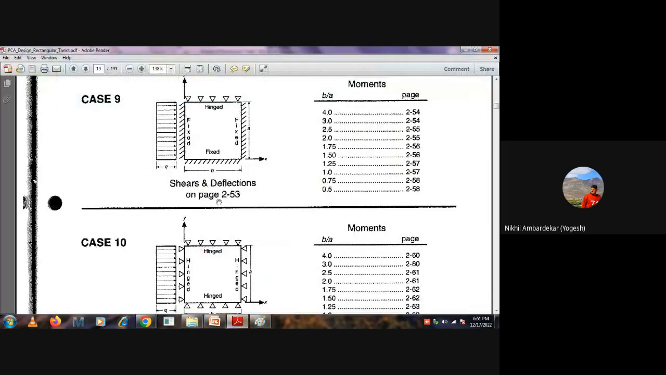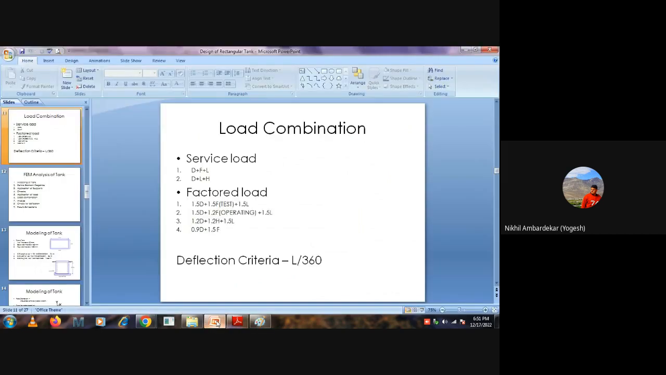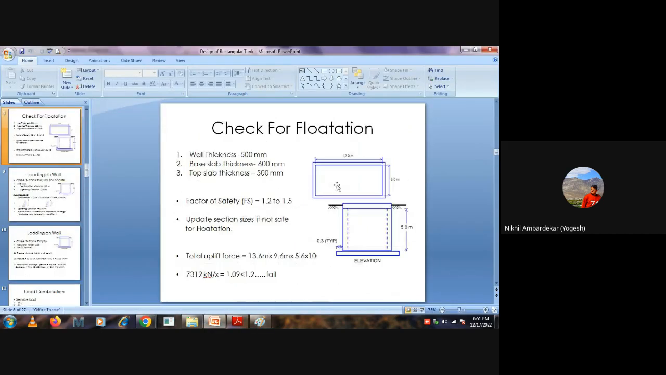Okay, so now we will start our bending moment calculation, but for that example, we will consider our tank as a cantilever for the maximum worst condition. Right now we will just ignore that we have a roof slab. So our wall will be acting as a cantilever. Now I will take one panel of this 12 meter wall.